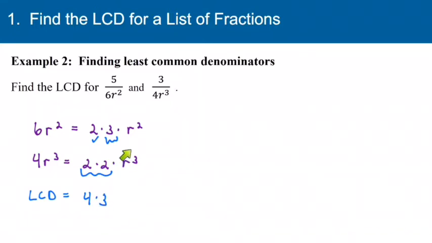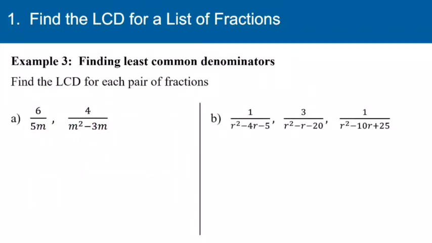And then for the variables, I have 2 r's here and 3 r's in the second denominator. So I need to put the r down 3 times. In other words, I need r to the third. So for each factor, I have it down the largest number of times it occurs in any one place. And so, of course, to get our final, 4 times 3 is 12. So this LCD is 12r to the third.